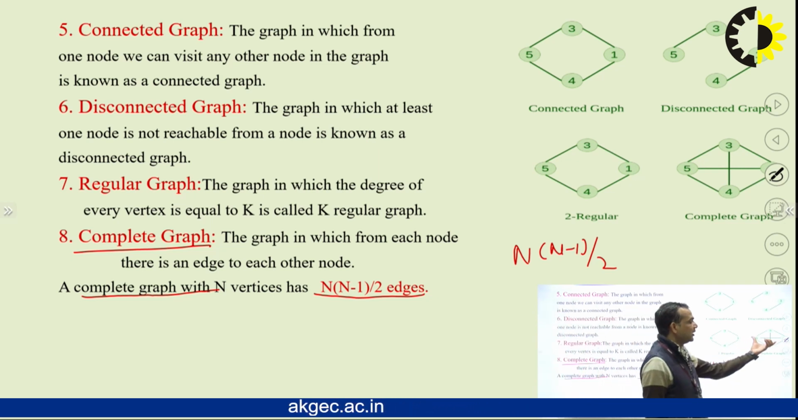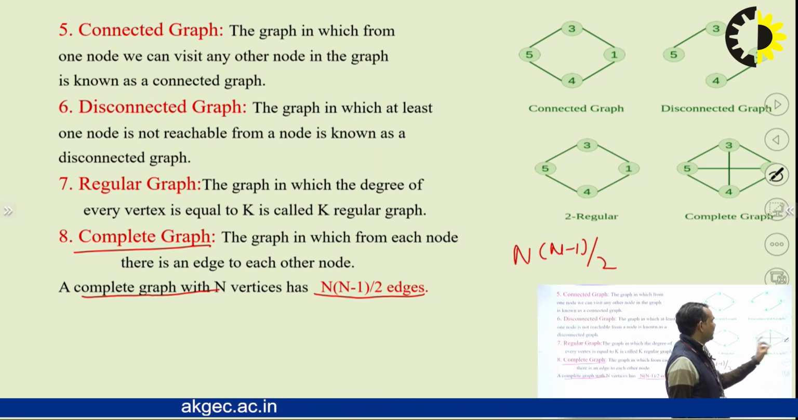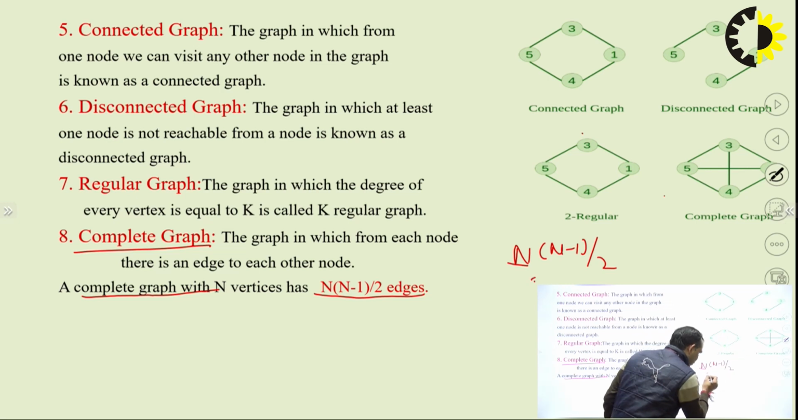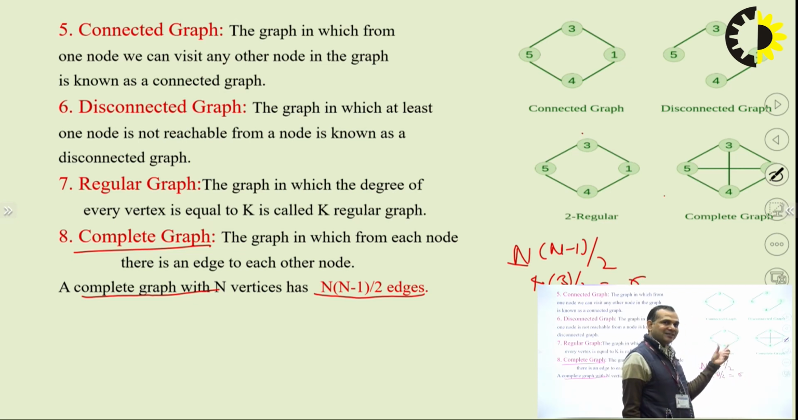If I am taking here vertices 3, 1, 5 and 4, and I consider these as connected, how many nodes are there? N is the number of nodes, that is 1, 2, 3 and 4. N is 4. So 4 into 4 minus 1, that is 3, by 2, that is 6. If this graph has 6 edges, then we can say that this type of graph is known as a complete graph. Otherwise it is not a complete graph. So how many edges are here? 1, 2, 3 and 4. So this is not the complete graph.